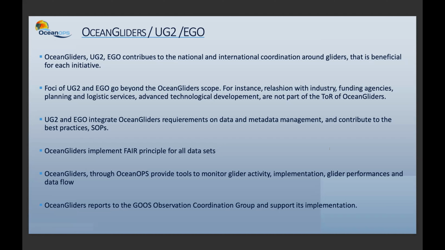OceanGlider really focuses on implementing the FAIR principle for all the data sets. This is not necessarily a priority for EGO or UG2. OceanGliders through OceanOps provide tools to the community to monitor the glider activity, implementation, performances, and data flow. And finally, we are in charge to report to the GOOS Observation Coordination Group, to the IOC, to the WMO, etc. So this is also one of our specificities.